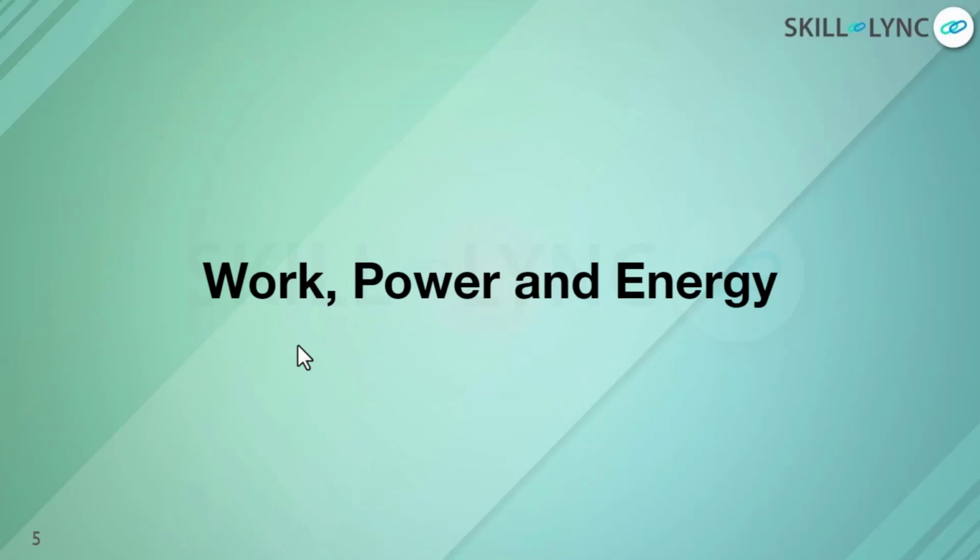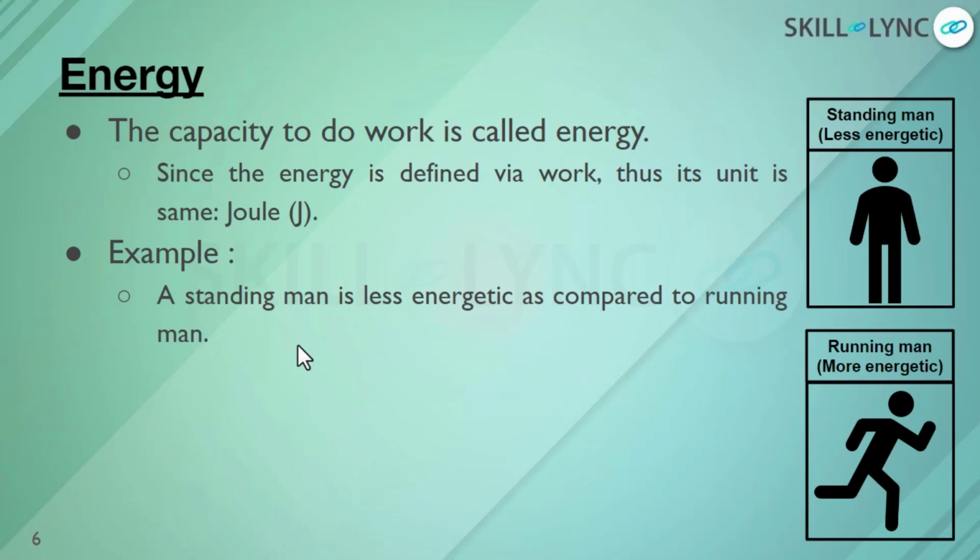So let's begin with work, power, and energy. What is energy? In very simple words, it can be explained as the capacity to do work. Since energy is defined via work, its unit is the same. It's joule, denoted by capital J. Let us try to understand energy using an example.